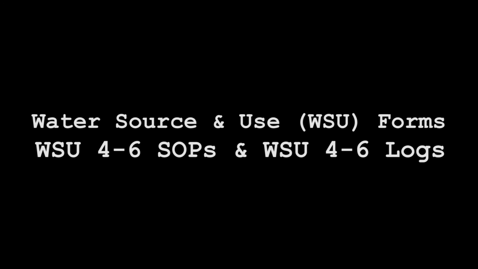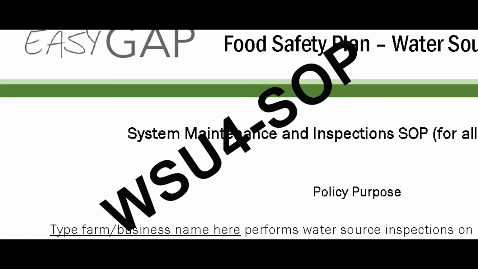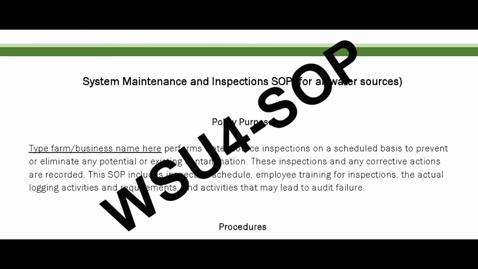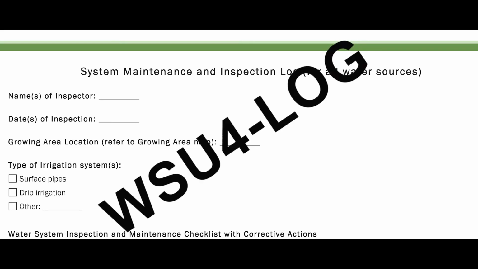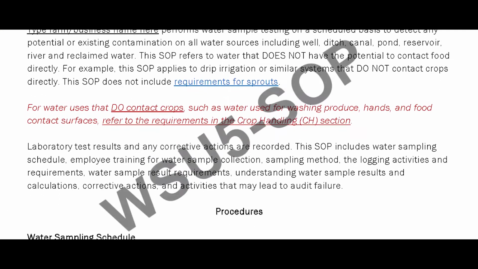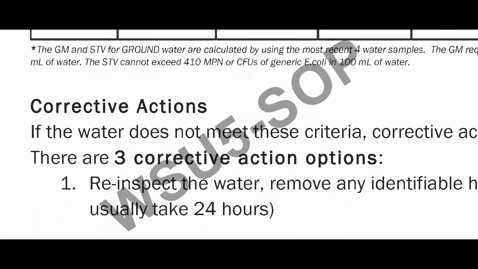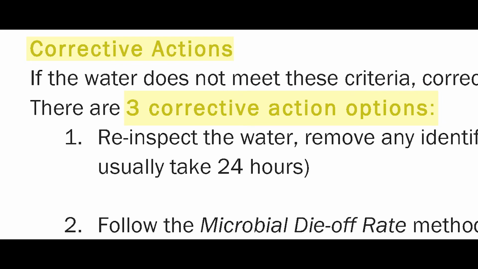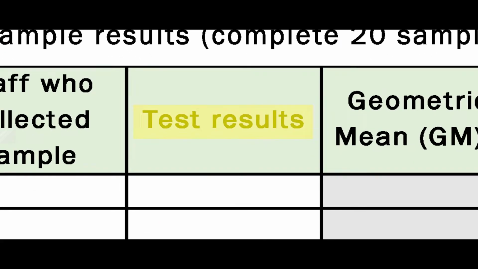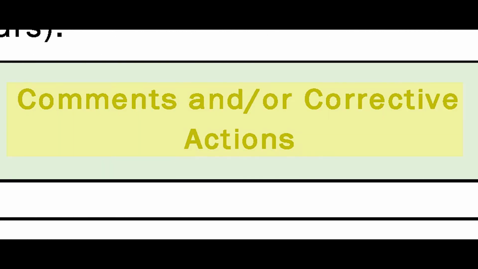Water source and use, WSU, forms. WSU 4-6 SOPs and WSU 4-6 logs. Your written food safety plan should include an SOP on irrigation water maintenance and inspections, as well as a log documenting that these inspections occur regularly. Your written food safety plan should include an SOP for water sampling, which should include corrective actions for unacceptable water testing results. You should also include a log documenting your water test results and corrective actions.